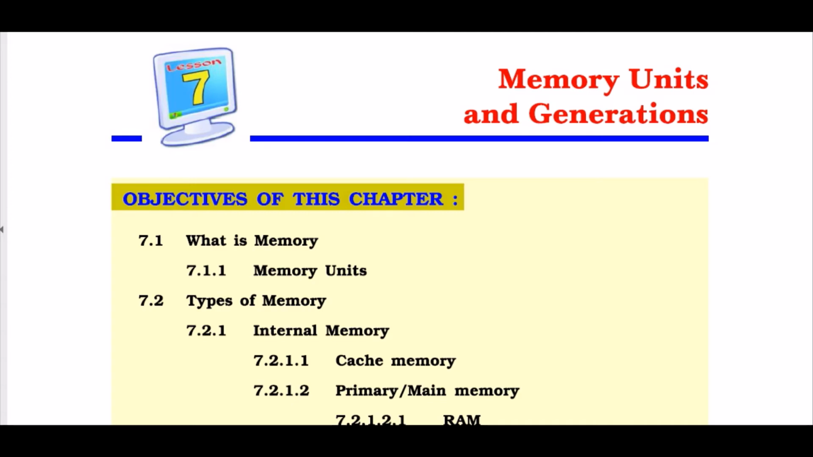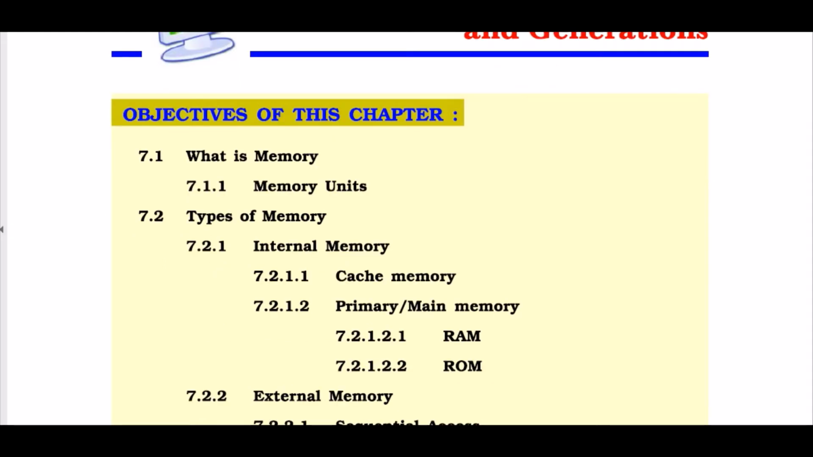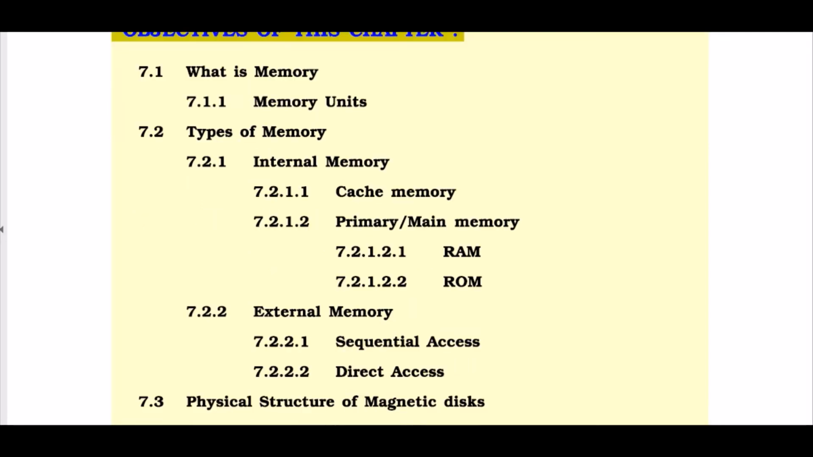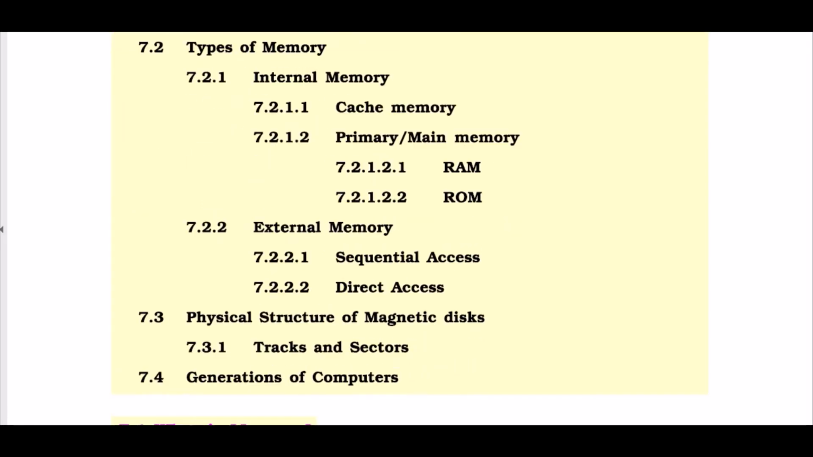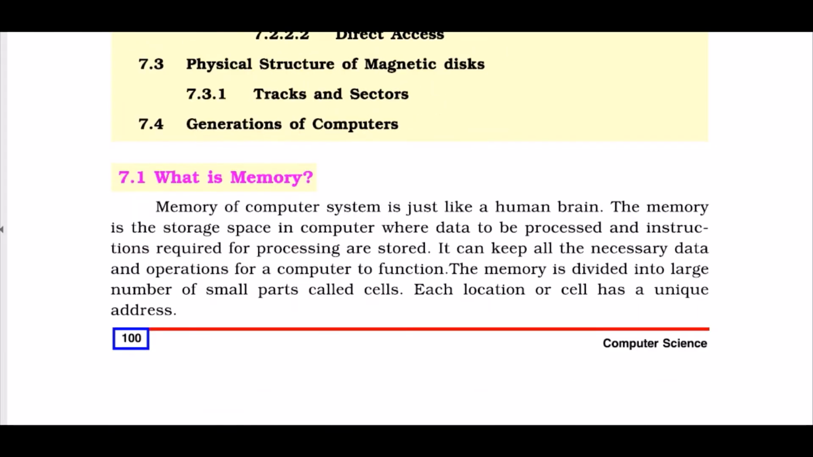Welcome to online classes. Today we will start with lesson 7, memory units and generations. In this chapter, we'll talk about what is memory, its units, what is internal or external memory, different types and physical structure of the memory.